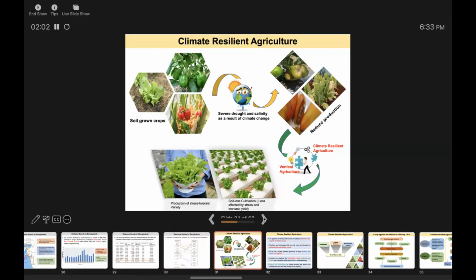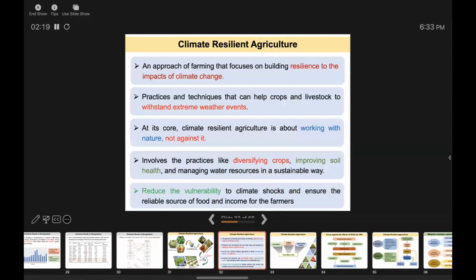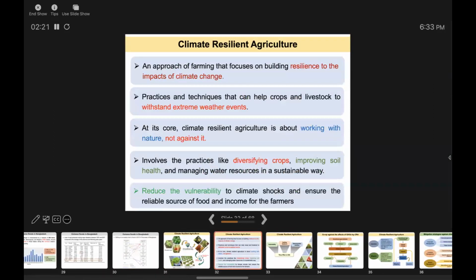So we need to think about how we can increase or maintain our agricultural production even under the threat of climate change. If I focus on climate resilient agriculture, it is actually an approach of farming that focuses on building resilience to the impact of climate change. That means we cannot change some causes of climate change, but we can continue our production from the agricultural sector even with the consequences of climate change.